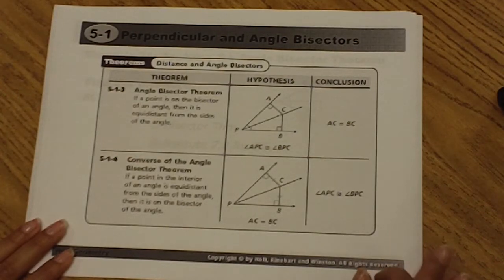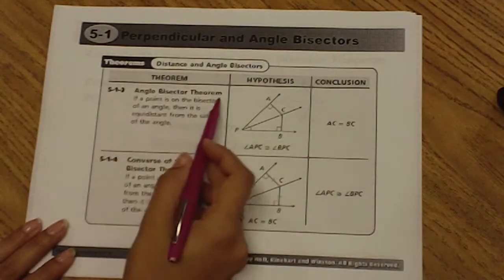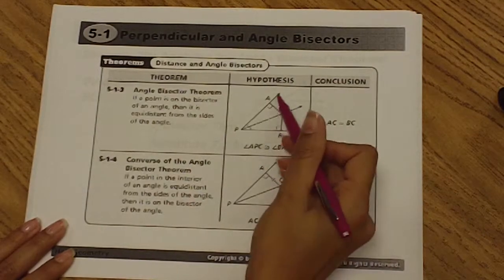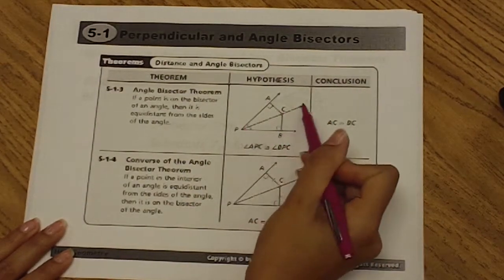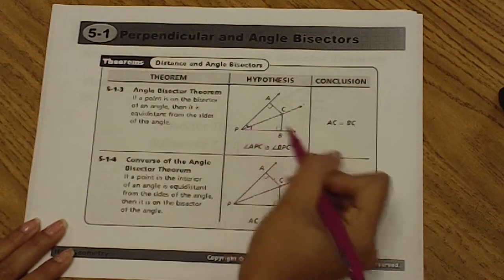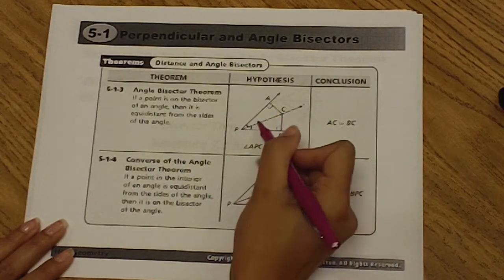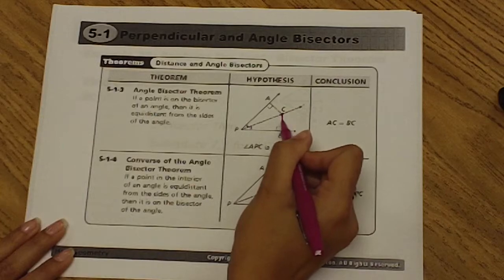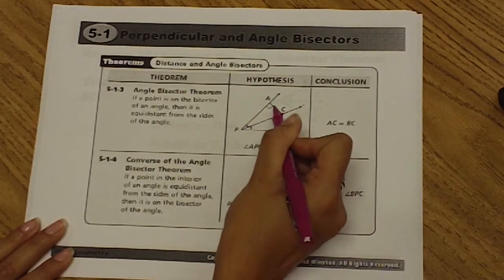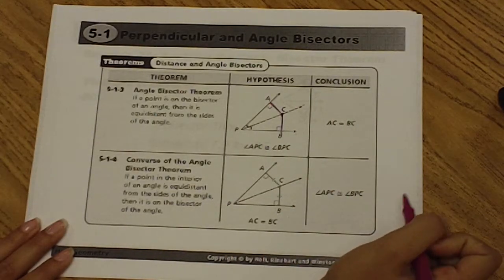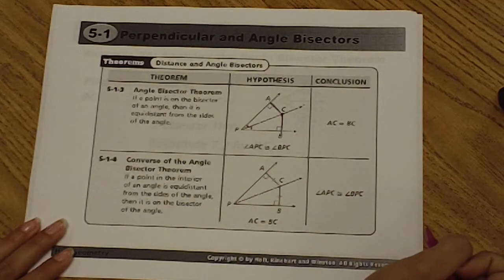The next theorem we're talking about is the angle bisector theorem. So if I have an angle that is bisected, so it's cut in half, that tells me that it's bisected, then I can conclude that any point on this line is going to be the same distance to both of the rays that make up the original angle.